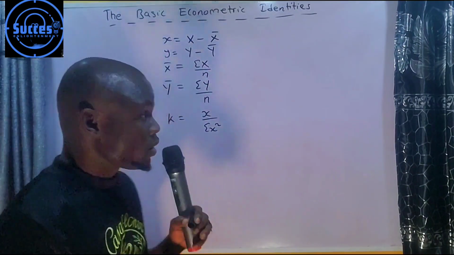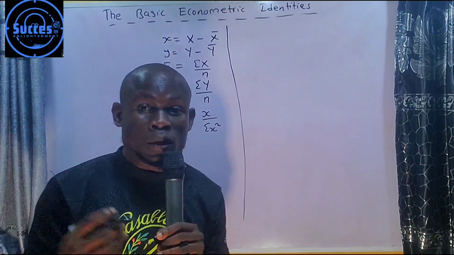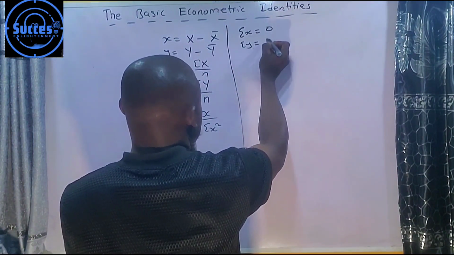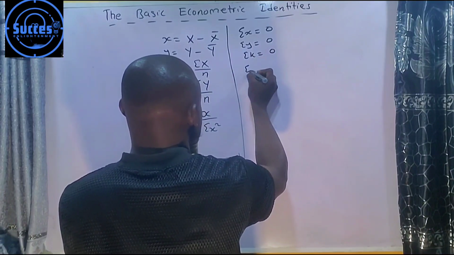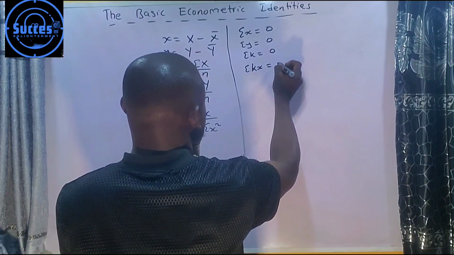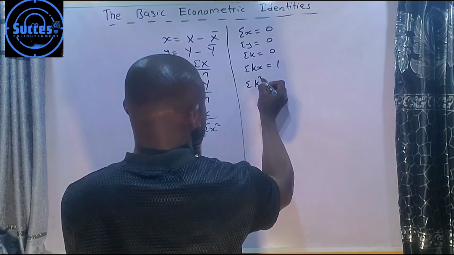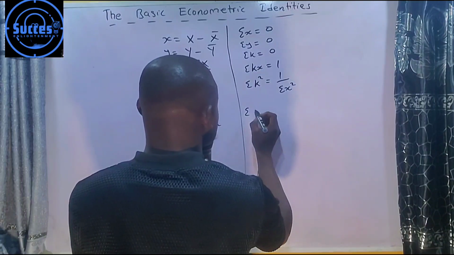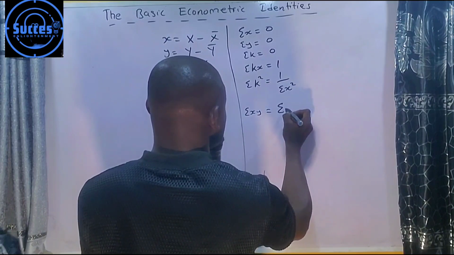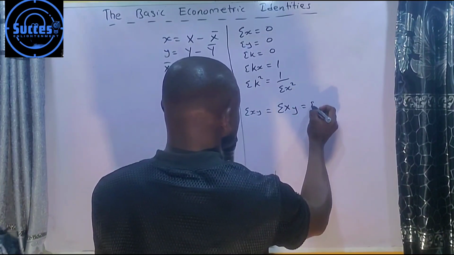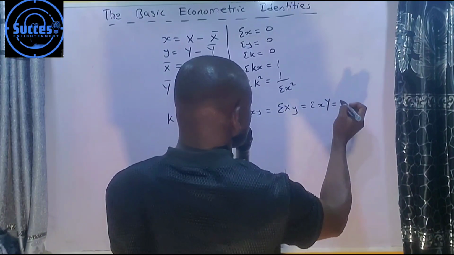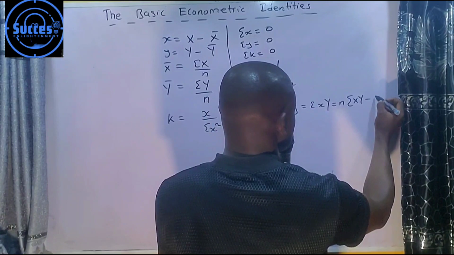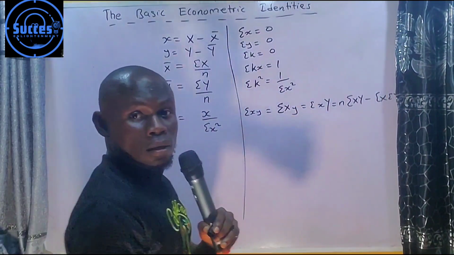Alright, we use this very basic identity to prove certain econometrics identities, such as summation small letter x equals 0, summation small letter y equals 0, summation k equals 0, summation k x equals 1, summation k squared equals 1 over summation x squared, and summation x y equals summation x small letter y equals summation small letter x capital letter Y equals n summation X Y minus summation X summation Y. Alright, do we see that?